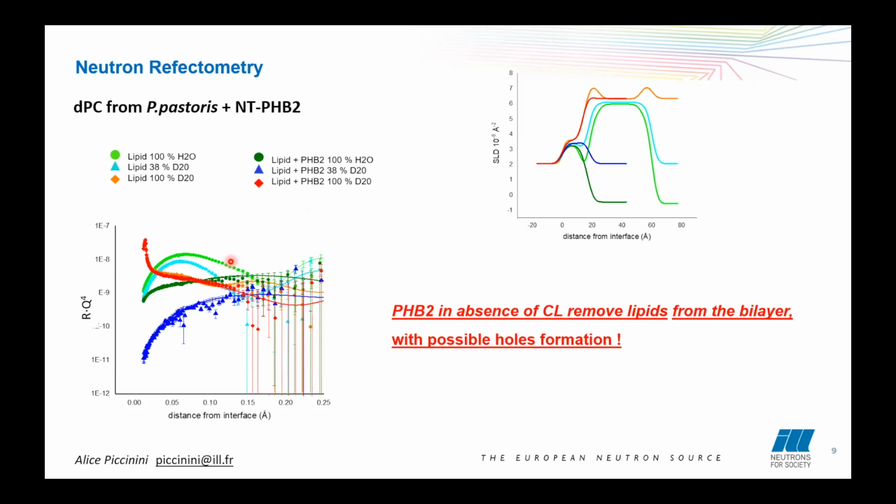And if you look at the reflectivity data, you can see that there is a change in the reflectivity curve profile, and there is a reduction of the coverage of the bilayer. So this is due to the action of the peptide removing lipid from the bilayer. And we suppose that there can be some hole formation.